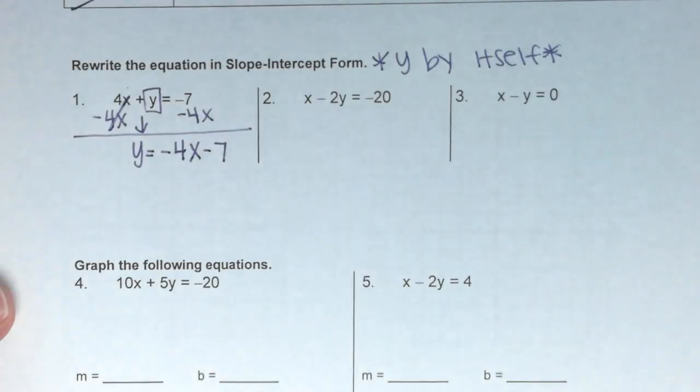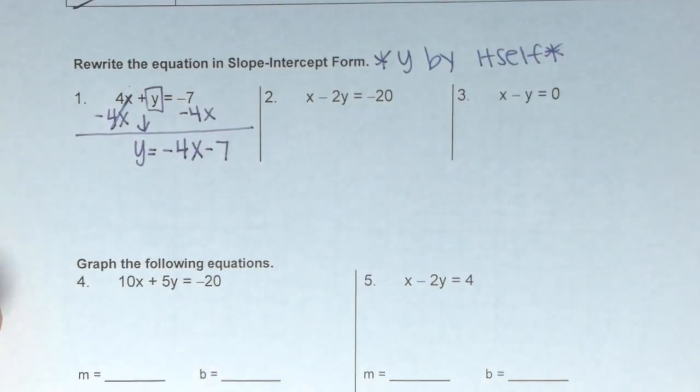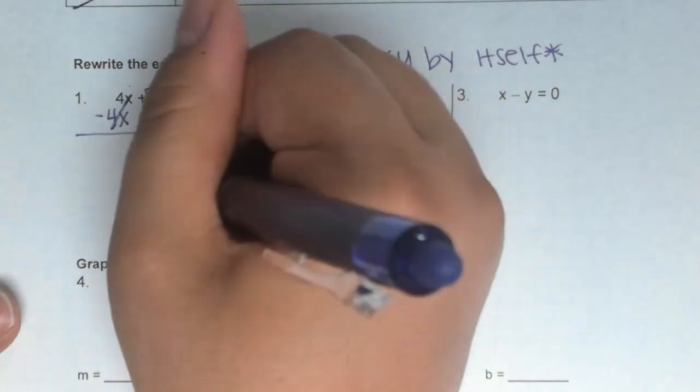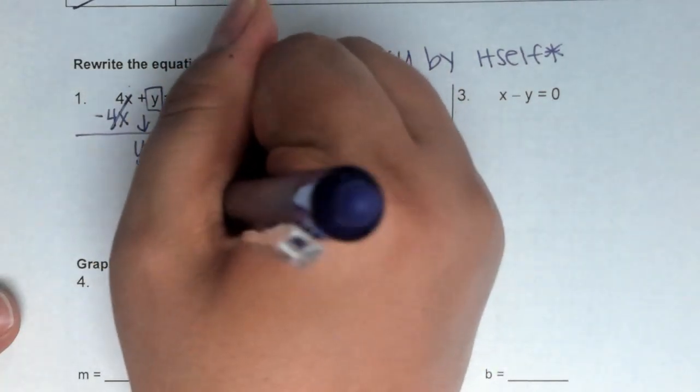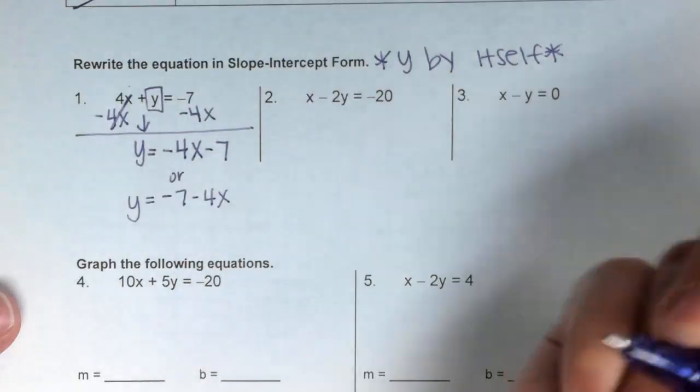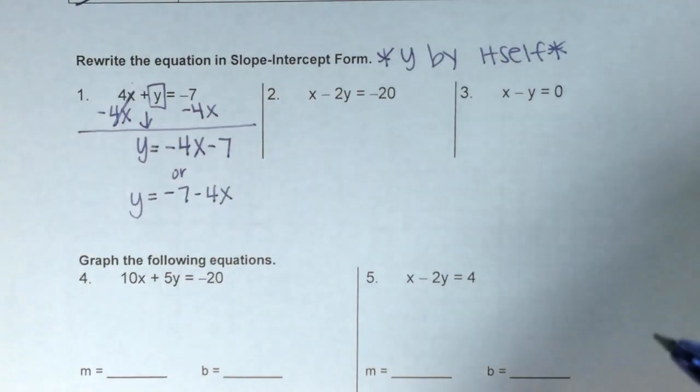And if you write it the other way, you're still correct. There's nothing wrong with that. If you wrote -7 -4x, that's perfectly fine. And we're done. How do we know we're done? Because y is by itself. We're good.